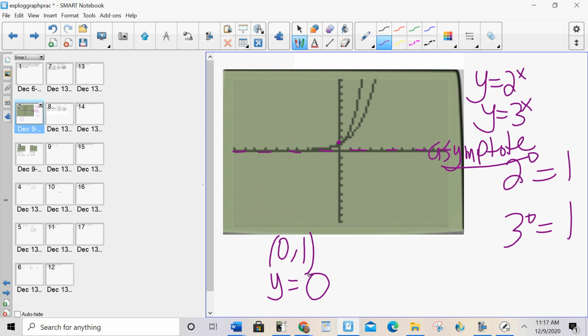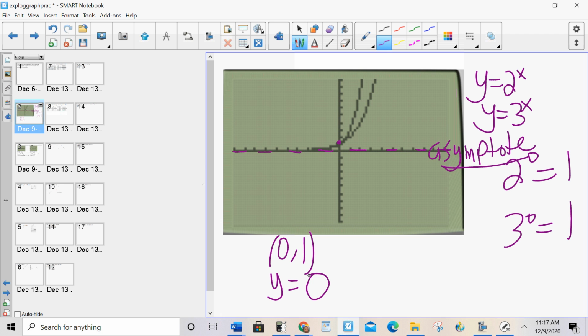Think of it like taking steps towards a wall. If I take a step towards a wall that's half the distance to the wall, I'm never going to actually get to the wall. I'm going to get closer and closer to the wall, but I'm never going to actually touch it because I'm always going to be half of the distance away. That's the concept of what's going on here.